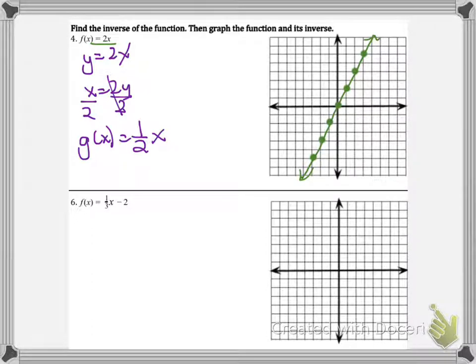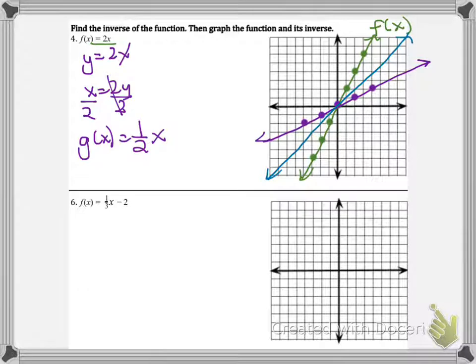Then our next equation, I'll label that as f of x. Let's graph our g of x, the inverse function. That starts at 0, 0. And this time you go up 1, right 2, up 1, right 2. So here's our line. And if you drew the line of reflection, you would see that it is reflected across that line. Okay, and the next one.